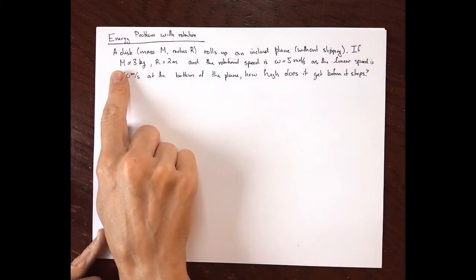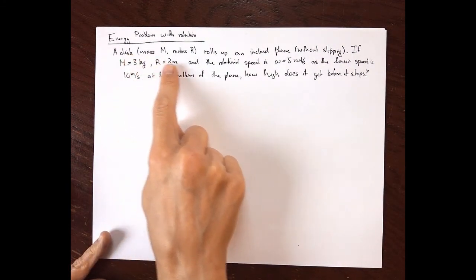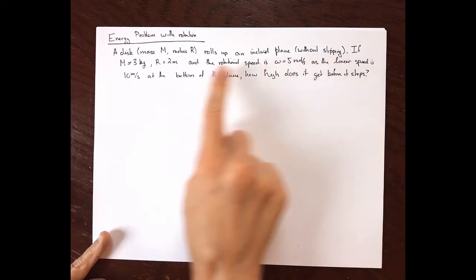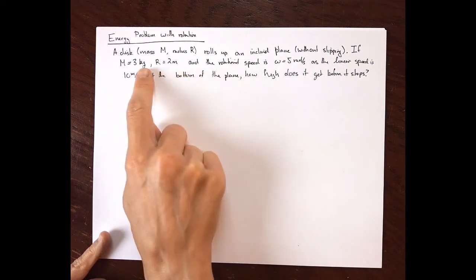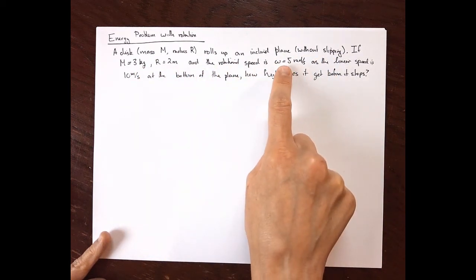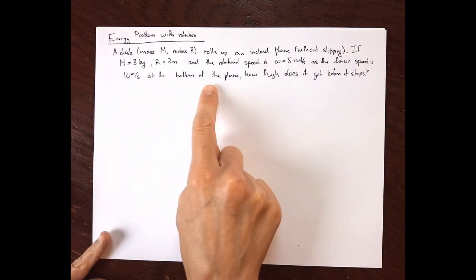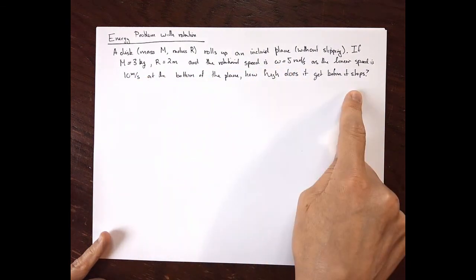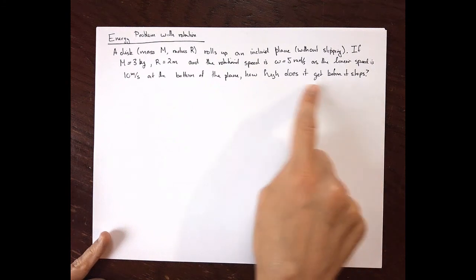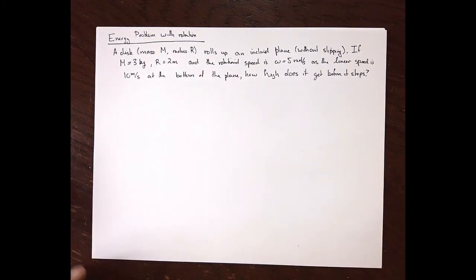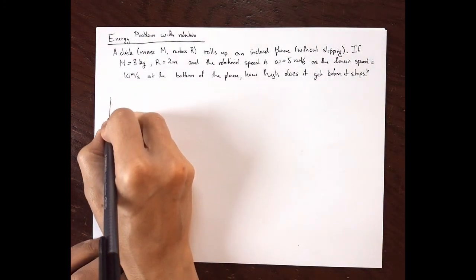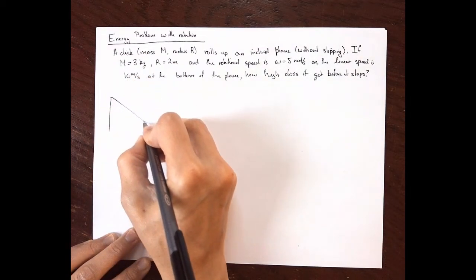Here we've got an energy problem where we have a disk rolling up an inclined plane, and they give us the mass, the radius, the rotational speed, and the linear speed at the bottom of the plane. How high does it get up the plane before it stops? This is going to be an energy problem. So let's first draw a picture as always.